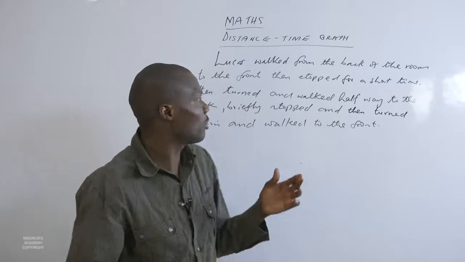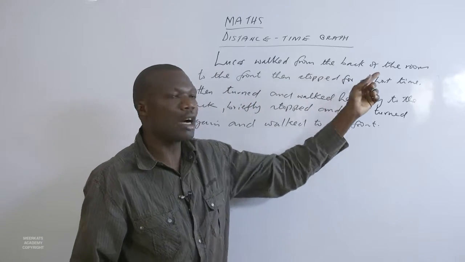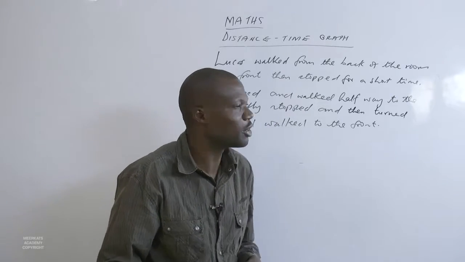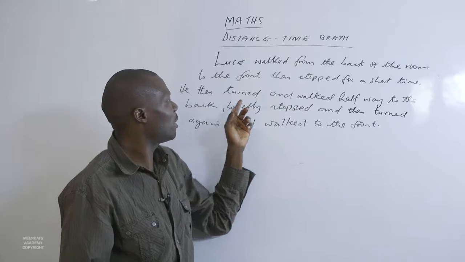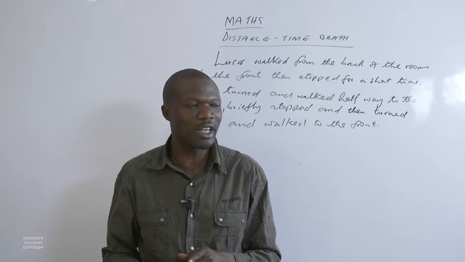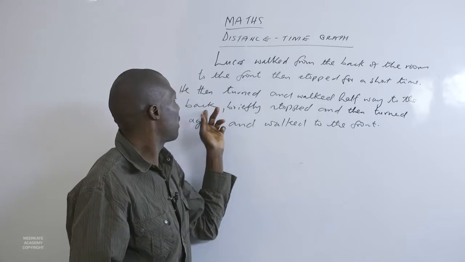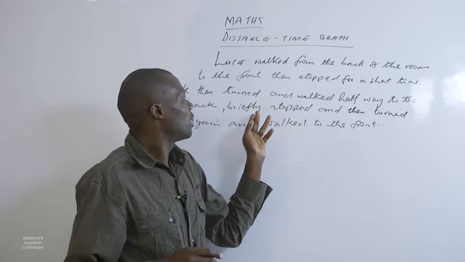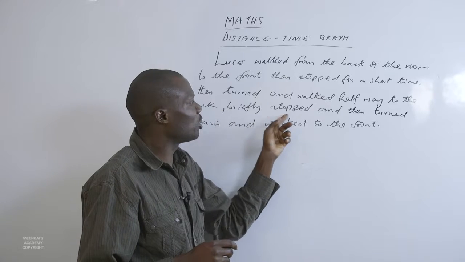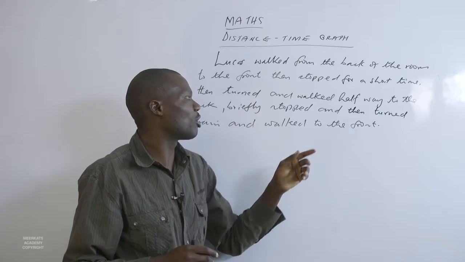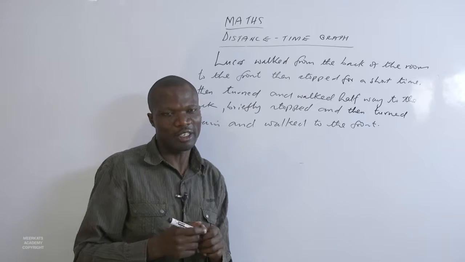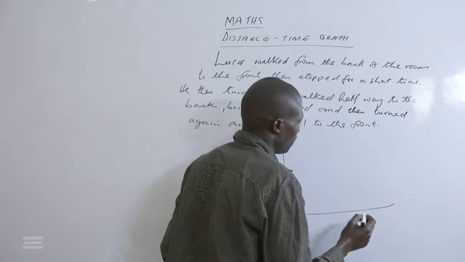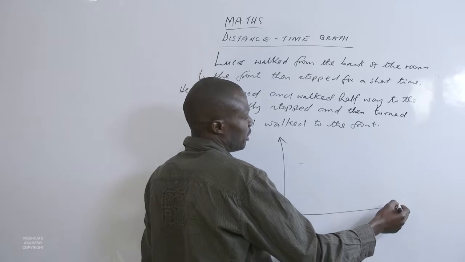So there is a guy called Lucas who walked from the back of the room to the front, then stopped for a short time, and then turned and walked halfway to the back briefly. Halfway to the back briefly, to the back, then briefly stopped and then turned again and walked to the front. Look at that. So our illustration in a graph, we are going to have the front and the back.